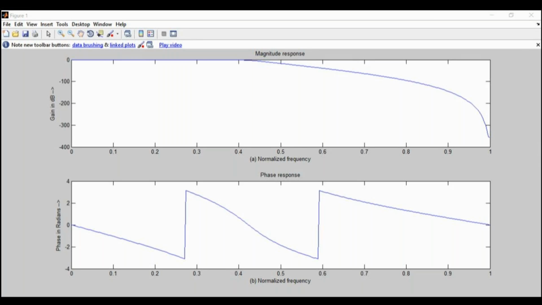Generally, the phase response of IIR filters is non-linear in nature. So this is about the execution of the program for the Butterworth low pass filter. A similar procedure is followed for the Butterworth high pass filter also. I will show you the program. Now I will show you the editor screen once again. The entire program is the same, except that there is a minor change in this particular place.